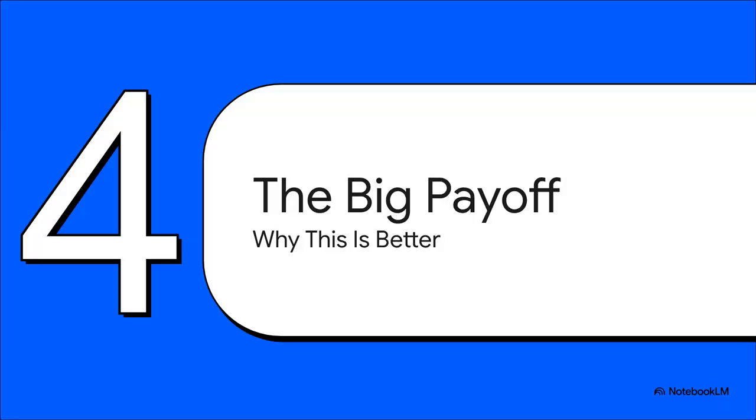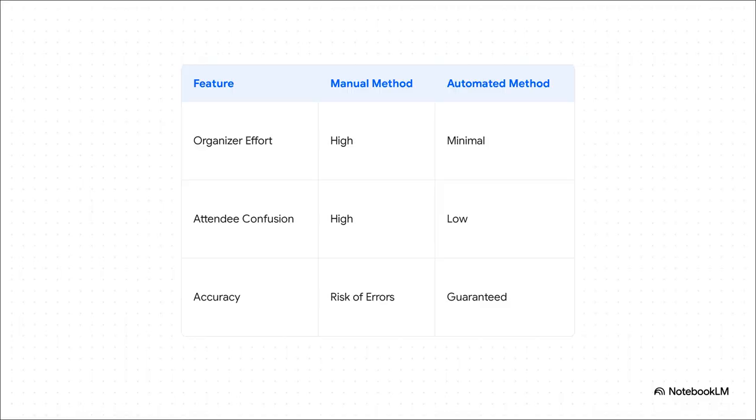So look, this is way more than just a neat little trick. For anyone organizing events, a system like this completely changes the game. It cuts down on stress, and it makes the experience better for everybody. Let's break down exactly why this is so huge. This chart pretty much says it all, doesn't it? With the old manual method, you've got high effort for the organizer, high confusion for the attendee, and a huge risk of errors. But with the automated method, the effort is minimal, confusion is low, and accuracy is guaranteed. The difference is just, it's night and day.